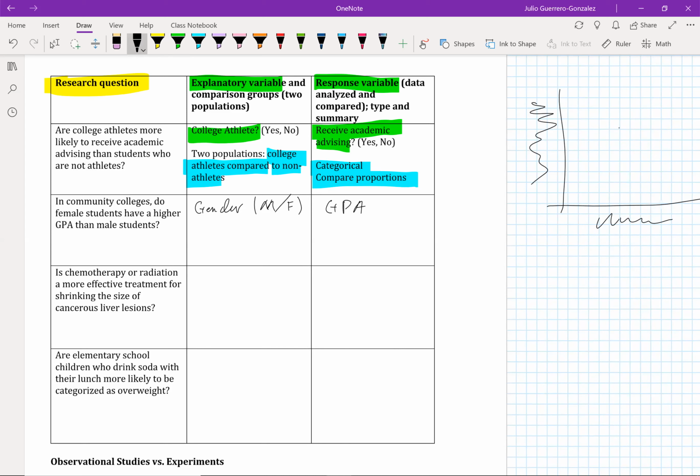So this is categorical, right? And GPA is quantitative, right? Got it? So what's going to happen here is we're going to be comparing means. Got it?